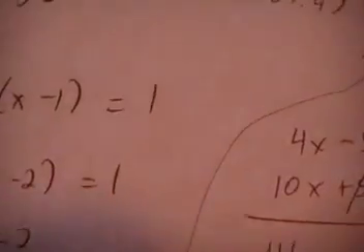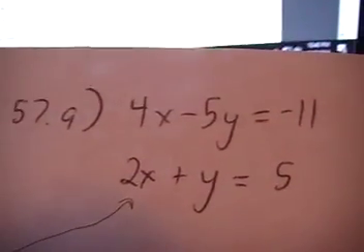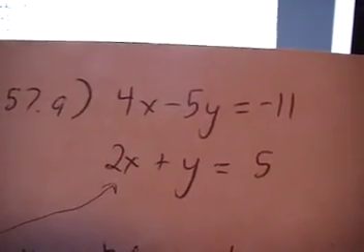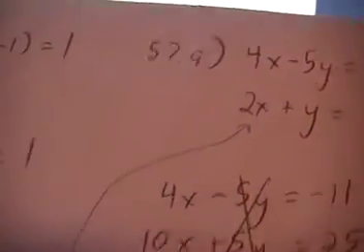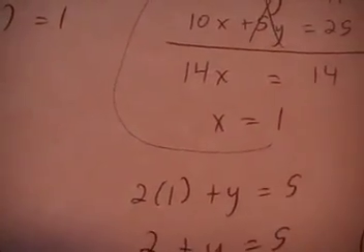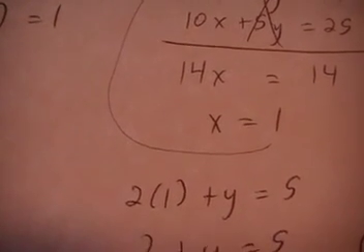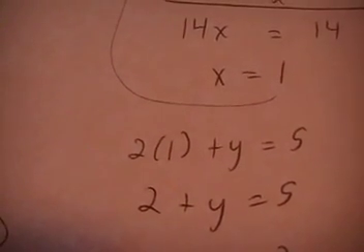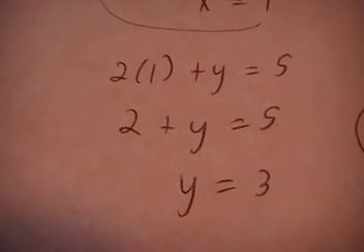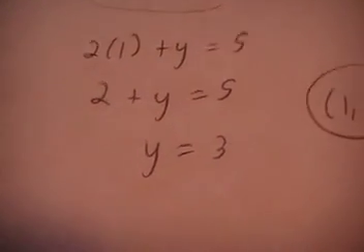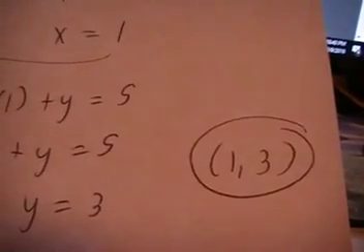Plug the 1 back into one of the two original equations. I just picked the one with smaller numbers and all positives. 2 times 1 plus y equals 5. 2 times 1 is 2. Subtract 2 from each side, and y equals 3. So these two lines would cross each other at the coordinate (1, 3).